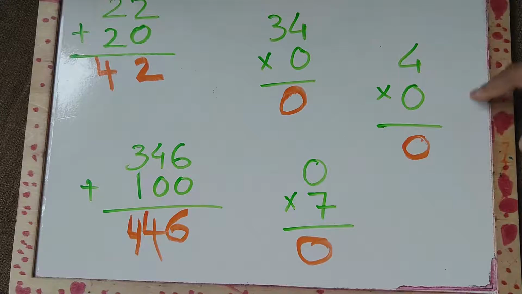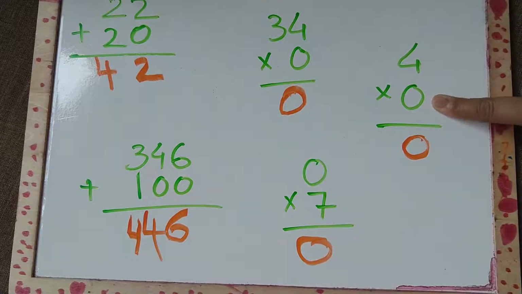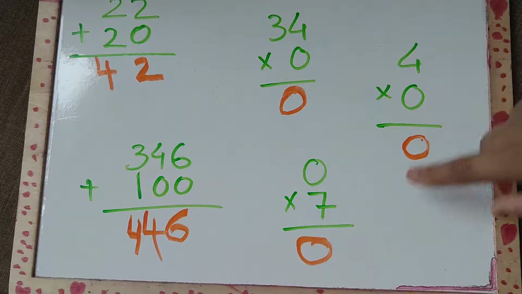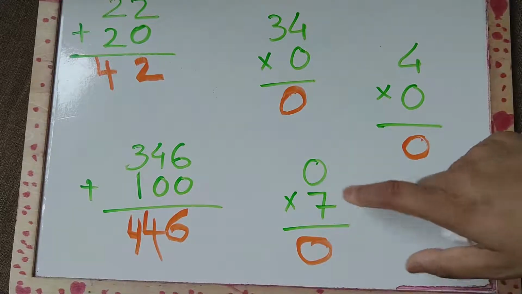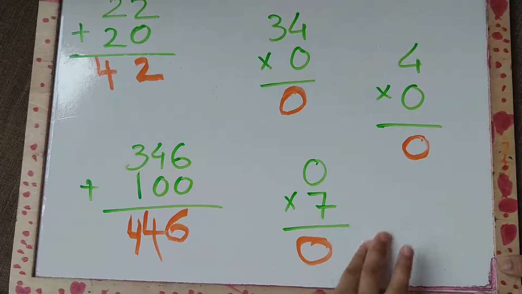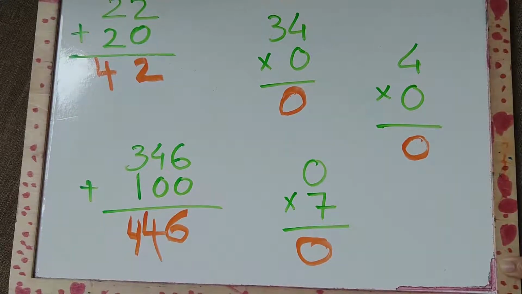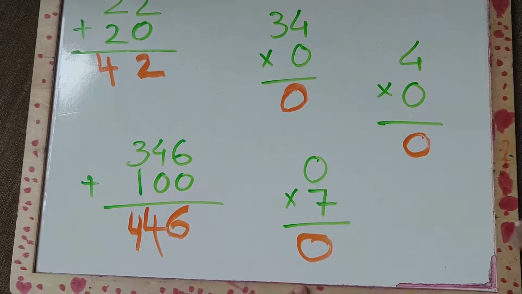This is not an example. The example is, if your class teacher gives you four candies zero times, what will you get? Four candies zero times means zero. Now you give me an example for this one. If my teacher gives me 7 pencils and she doesn't give me those, then that makes 0. Yeah, correct.